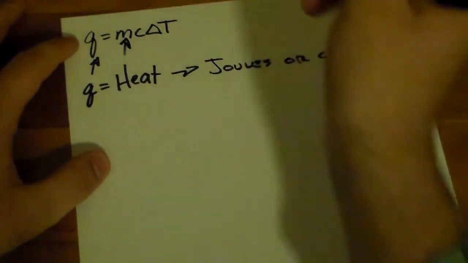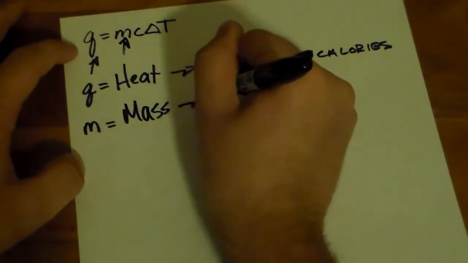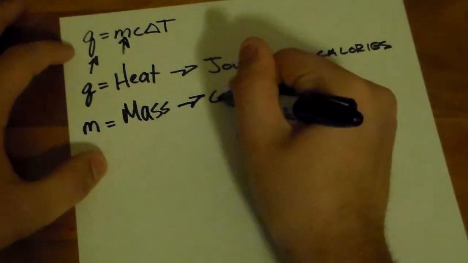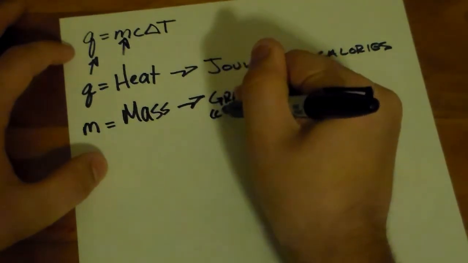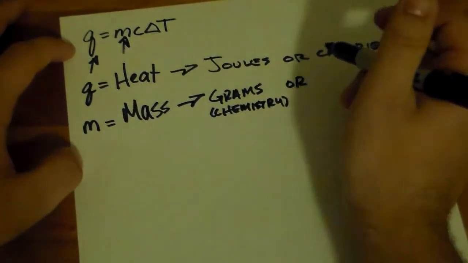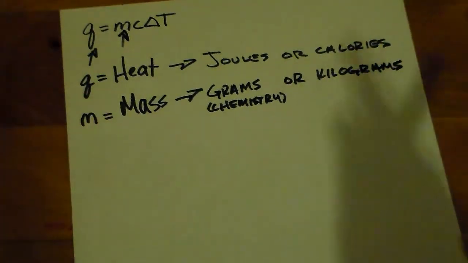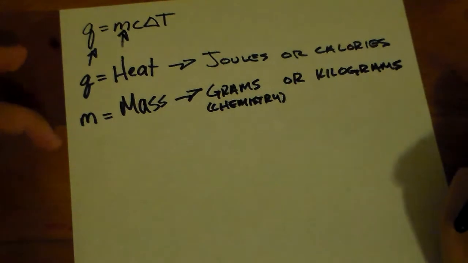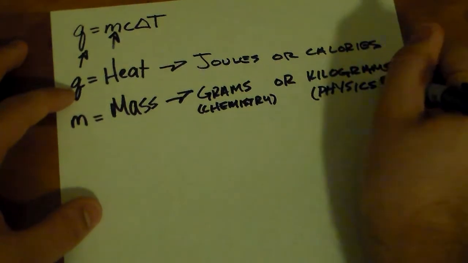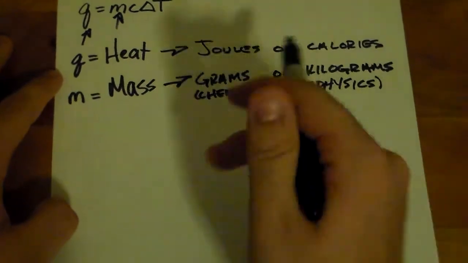M is mass. Again, you only have one unit, but if you are in chemistry, you'll be using grams. And if you are in physics, you'll be using kilograms. Because in grams you're doing smaller stuff like looking at atoms, measuring things, all that stuff. But in physics, you're measuring things that are bigger and have a bigger mass than what you're dealing with in chemistry.